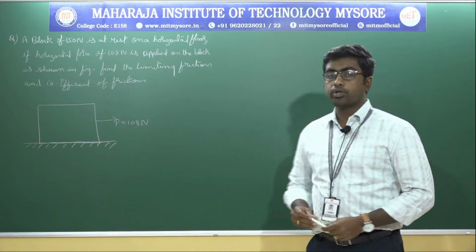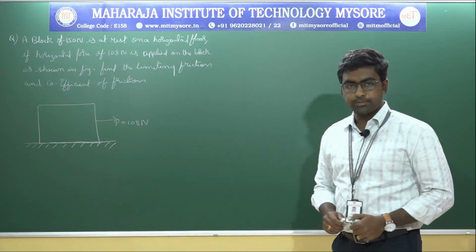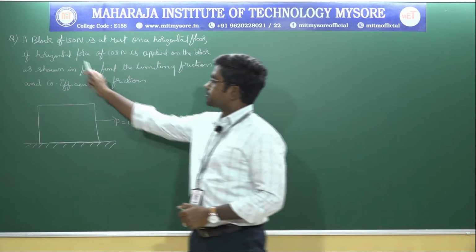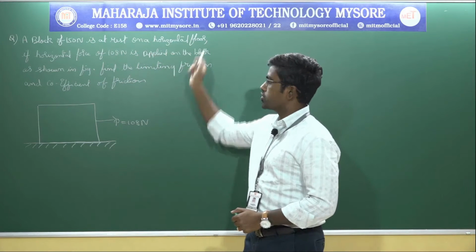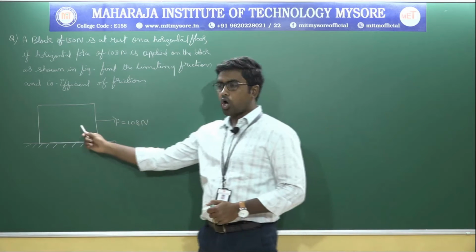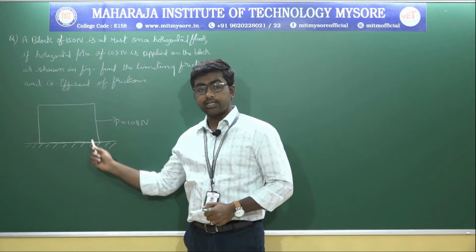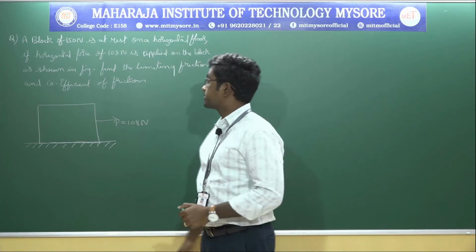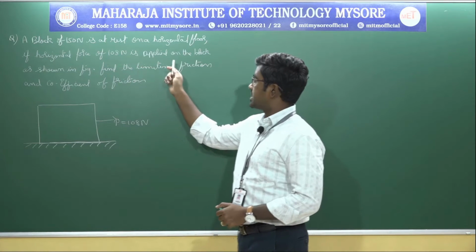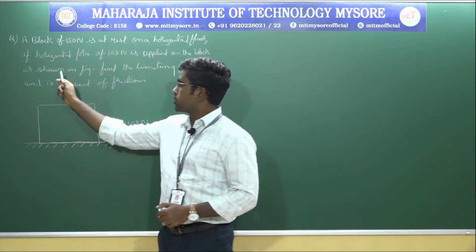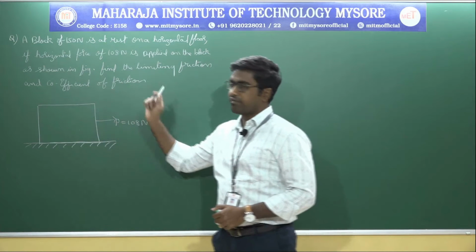In this session, I am going to start the problems on friction. So let us start the first problem. A block of 150 Newton is at rest on a horizontal floor. So there is a block and the weight of the block is 150 Newton and this block is resting on a horizontal floor. If a horizontal force of 108 Newton is applied on the block as shown in the figure, find the limiting friction and the coefficient of friction.